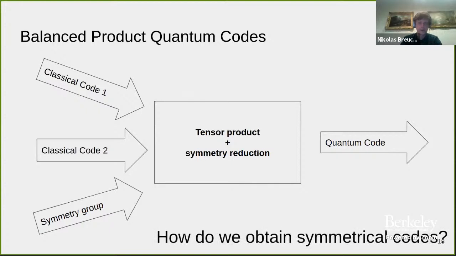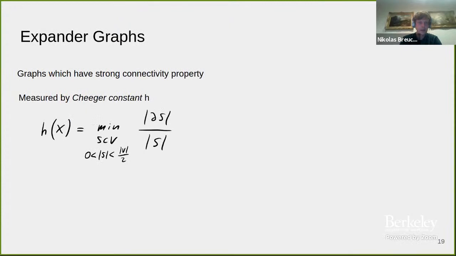Okay, so this brings us to the question of how we can obtain symmetrical codes. I'm sure many of you already know this, but for those who don't, the ingredients are expander graphs, which are a certain type of graphs which have a very strong connectivity property. And this connectivity property is measured by the Cheeger constant, which is simply given by the following ratio.